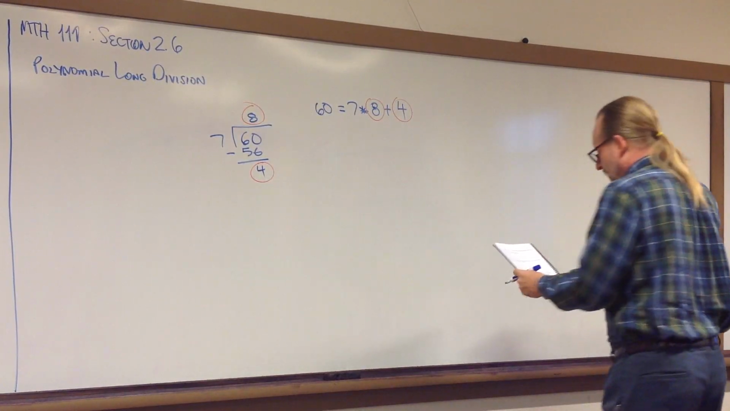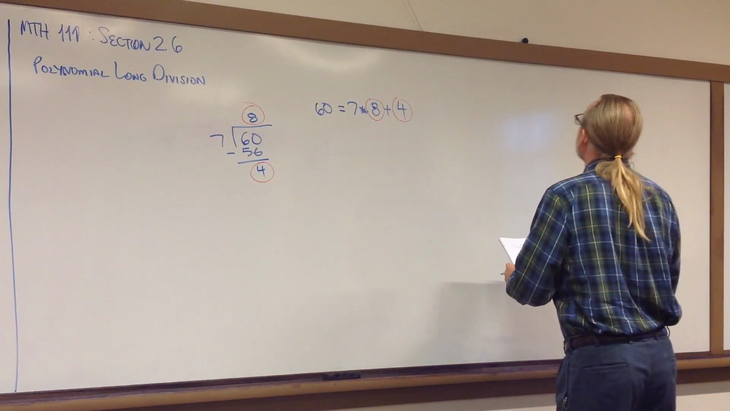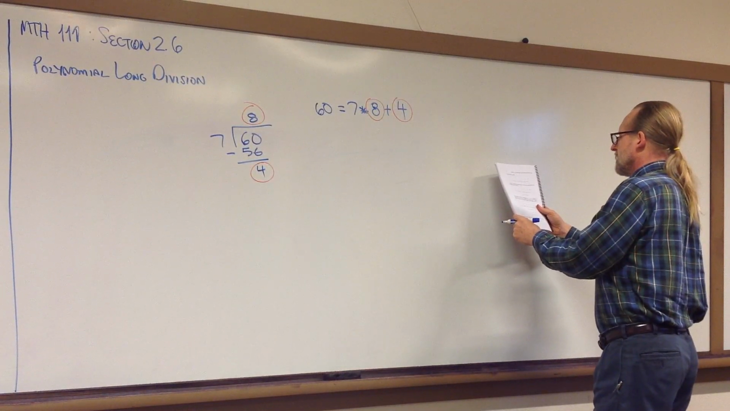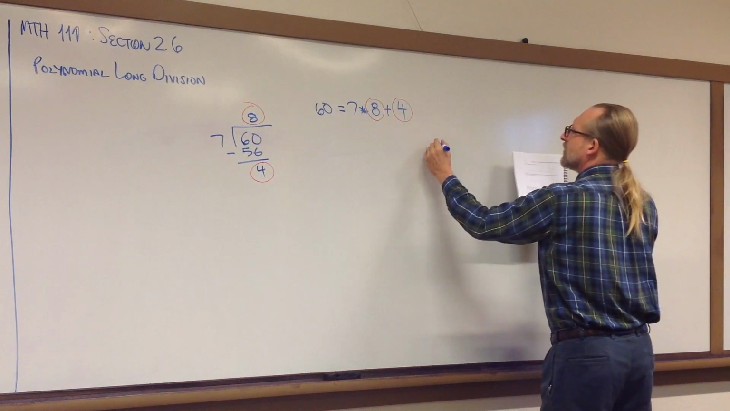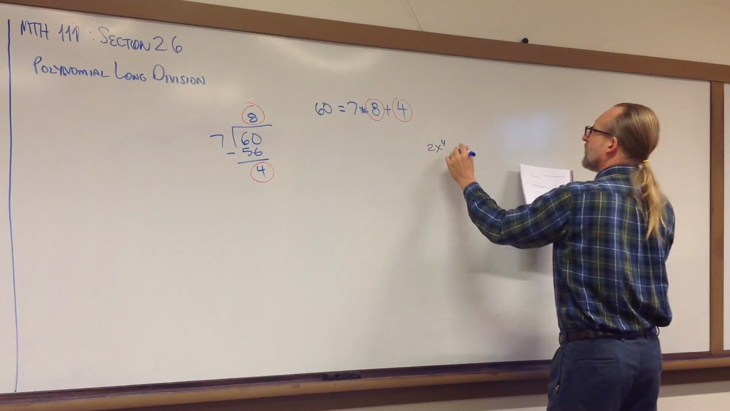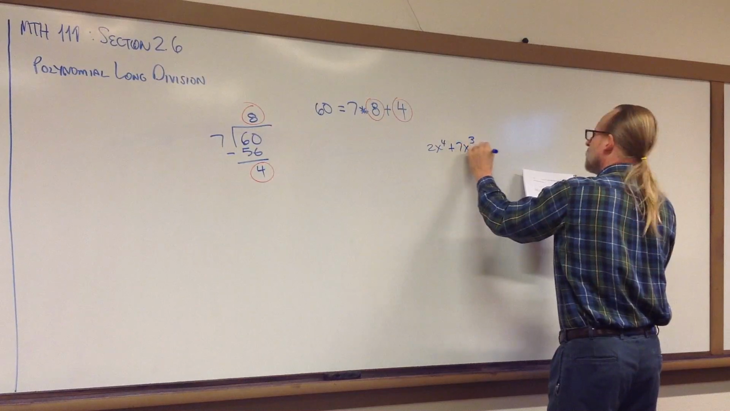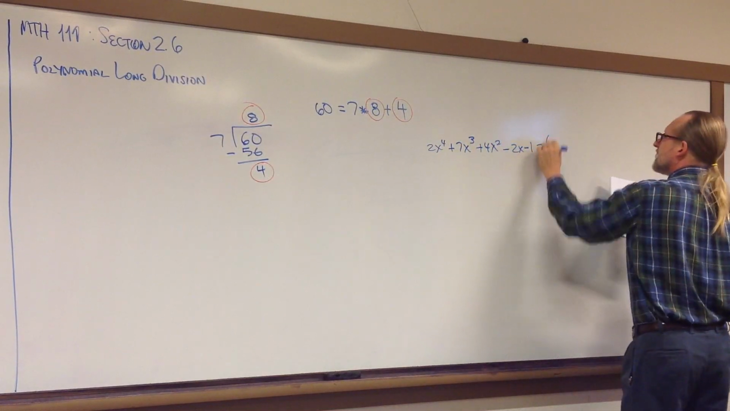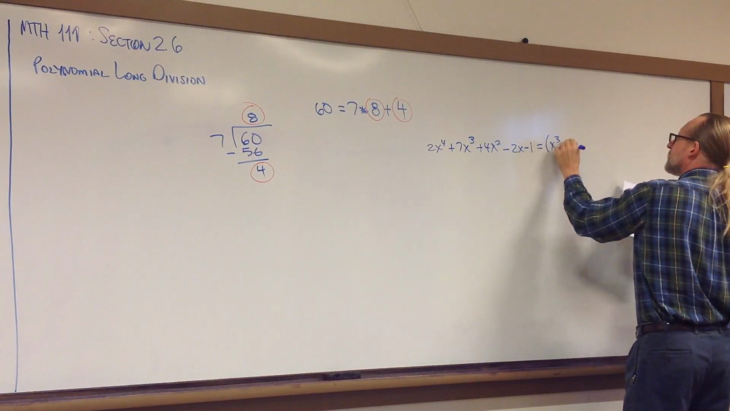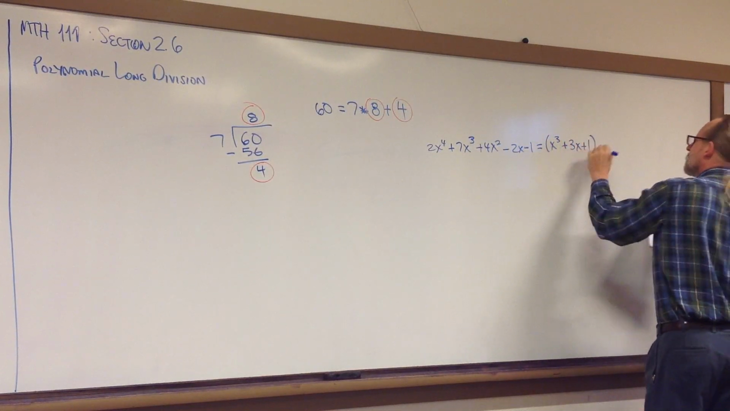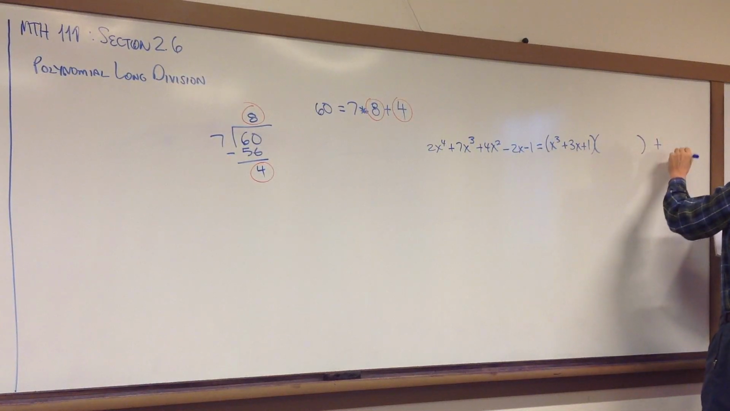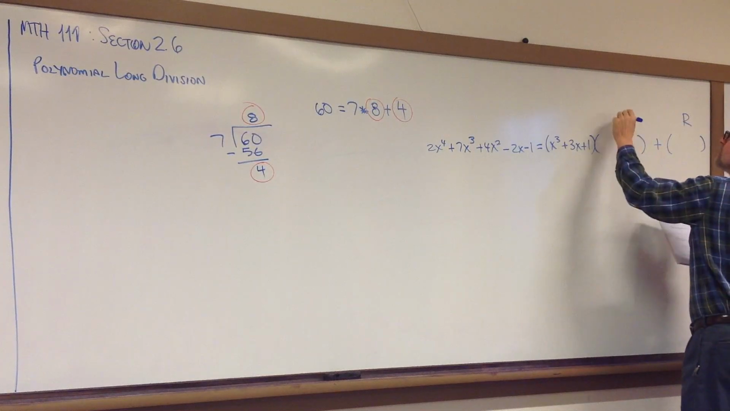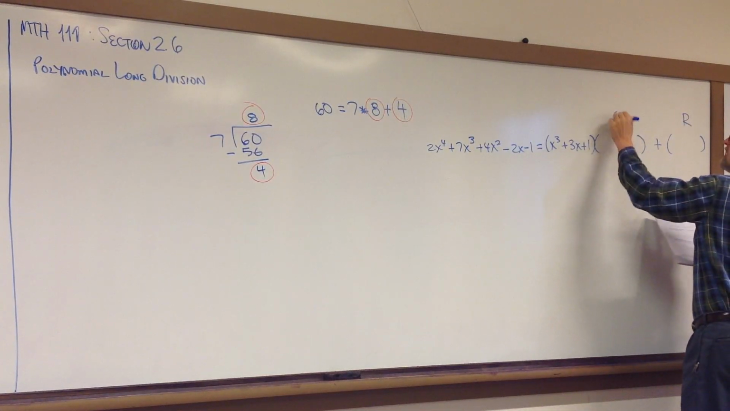Okay, so in this problem, I'll write it down. 2x to the fourth plus 7x cubed plus 4x squared minus 2x minus 1. So what we're saying is that this has to be equal to x squared plus 3x plus 1 times something plus our remainder. Okay? And this will be the quotient right here.